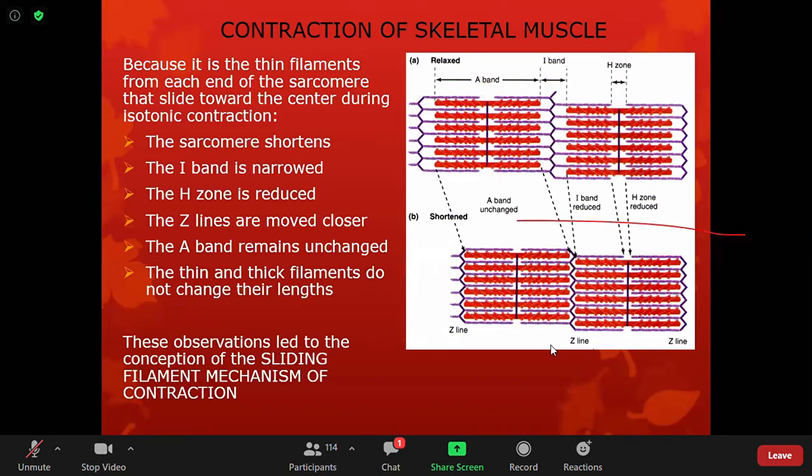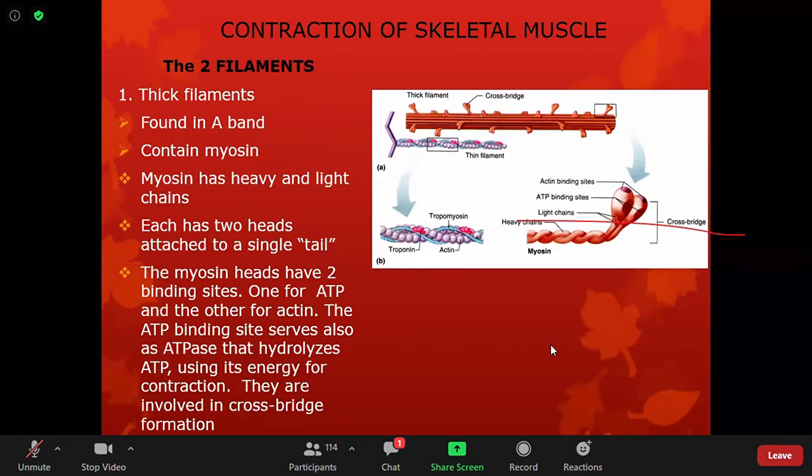So your thick filaments is found in the A band, okay? I've already mentioned that. It contains myosin. Myosin has heavy and light chains. This one, the light chains and the heavy chains. Each has 2 heads attached to a single tail. These are the heads of the thick filament.